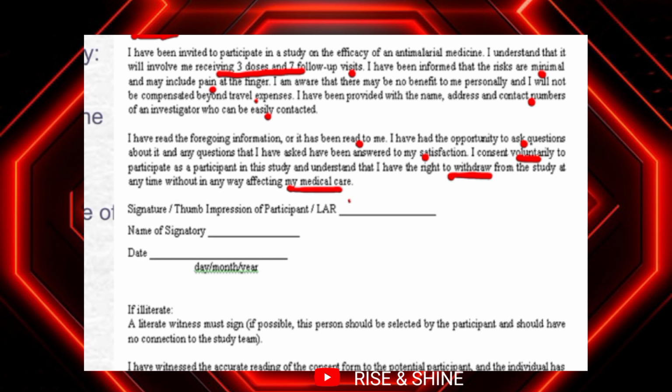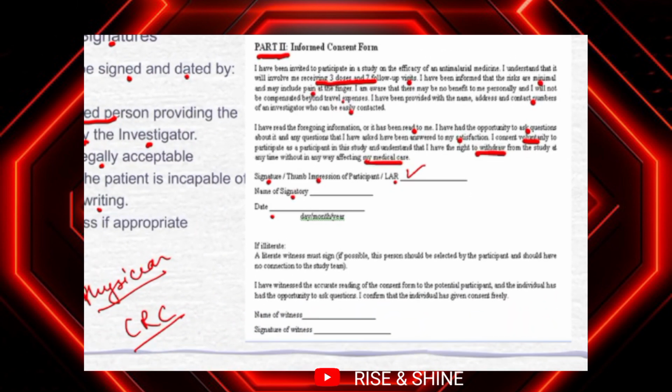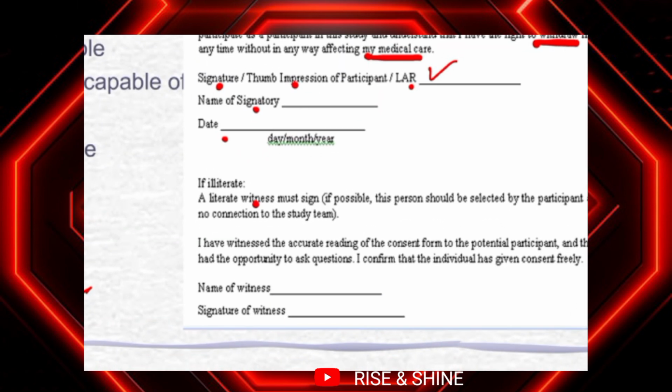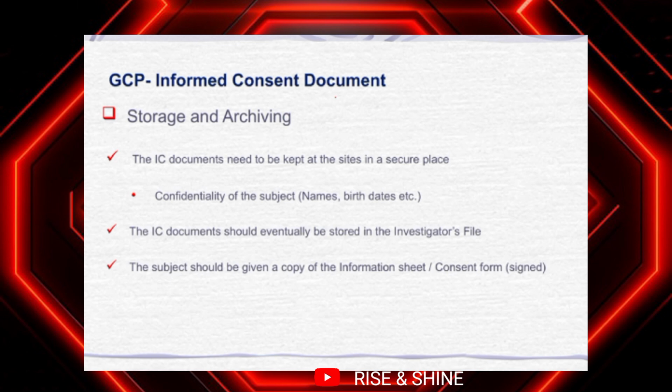So here goes your signature, either the participant by themselves, or they give a thumb impression if they don't know how to sign, or a legally acceptable representative, with signatory name and date. In the situation where they are illiterate, their witness must sign, and here is the name of the witness and then the signature. So this is how the informed consent form is taken.